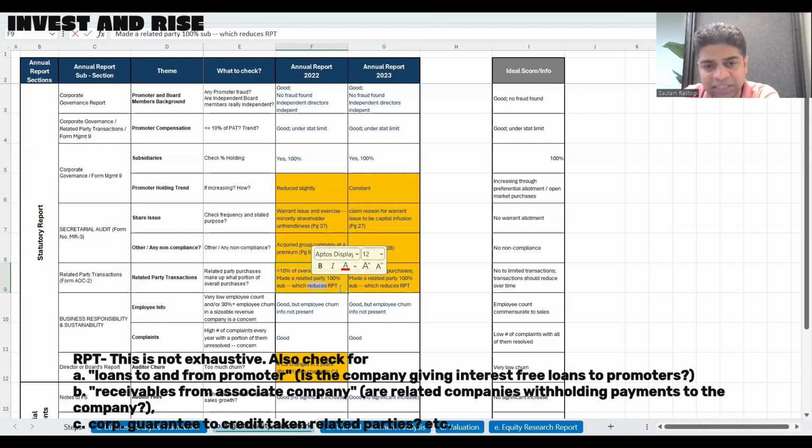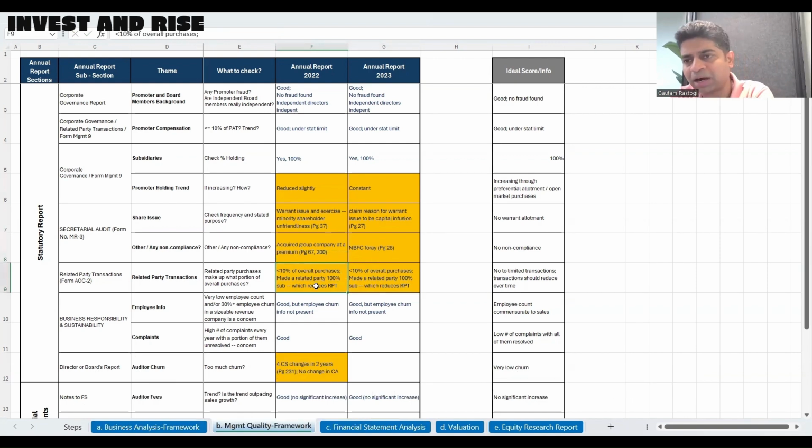Okay, so here what I saw, the related party transactions is less than 10% of the overall purchases. Okay, and the other is, since they made one of their related parties a 100% subsidiary, okay, when they acquired it at a premium, okay, so क्या है कि अब no longer it's a related party because it's a part of their own company, so which also reduces related party transactions क्योंकि वो खुद ही company बन गई. Okay, so again, that's why I've not marked it red.